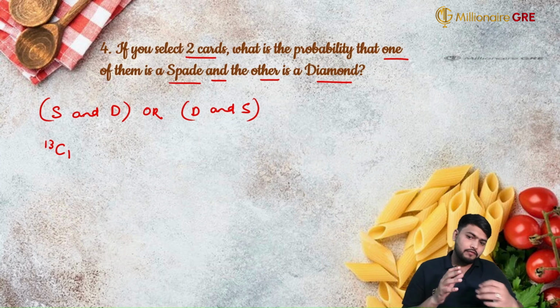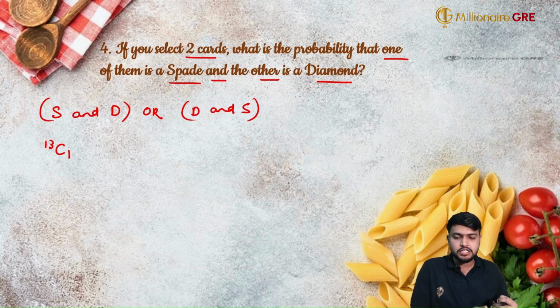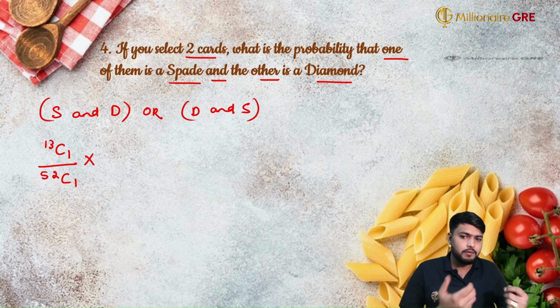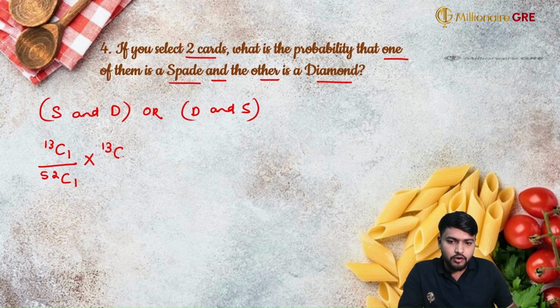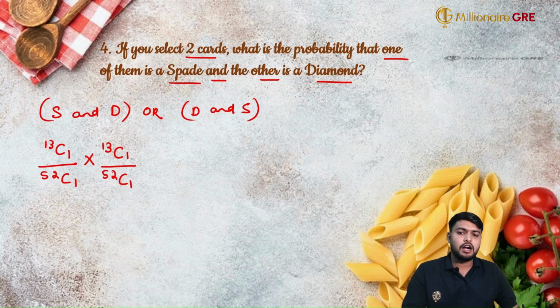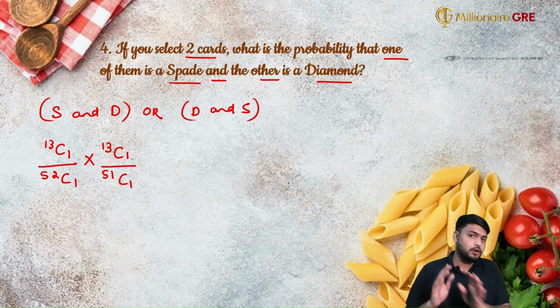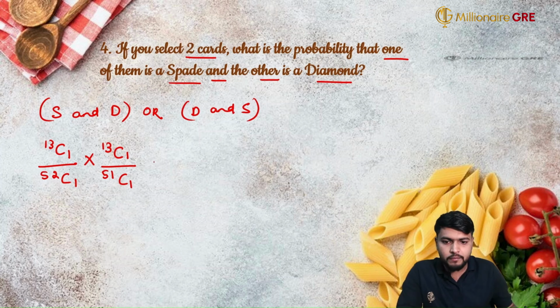13C1 is the favorable ways to choose one spade out of 13 spades. 52C1 ways to select one card out of 52 cards. And means multiplication. One diamond out of 13 diamonds can be chosen in 13C1 ways. One card out of 51 cards can be chosen in 51C1 ways. Why 51C1? Because you would be selecting the second card out of 51 cards, not 52 cards, because one card has already been drawn. Or means addition.